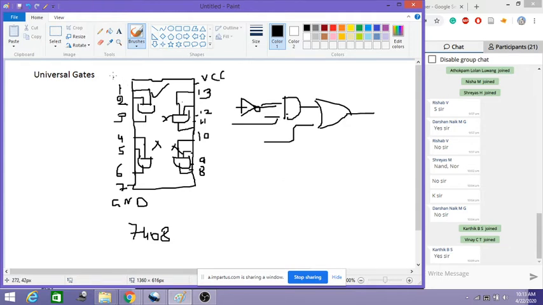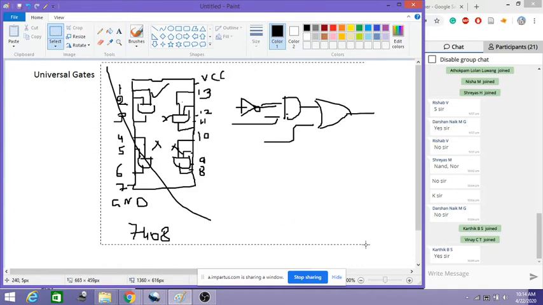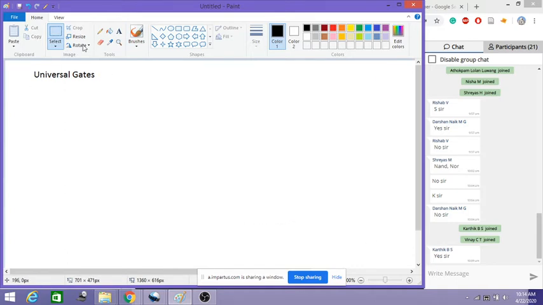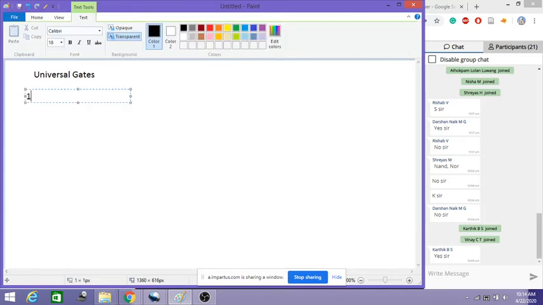Now let us see its truth table. So first I will talk about the NAND gate.